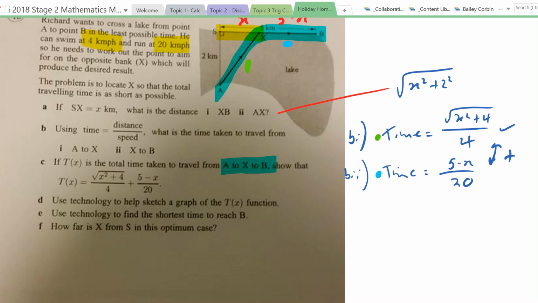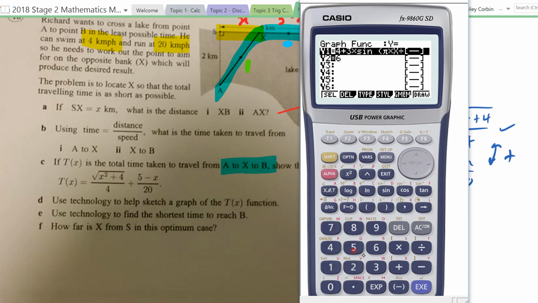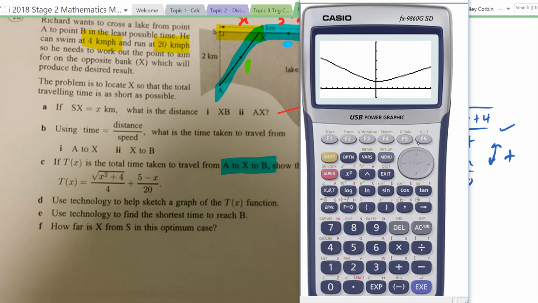So, use technology to help sketch the graph. All right, bring it up. Menu 5, get rid of whatever was there before. And now we have to put in this thing. I'll pause it while I do that. All right, entered it in. Drawn.